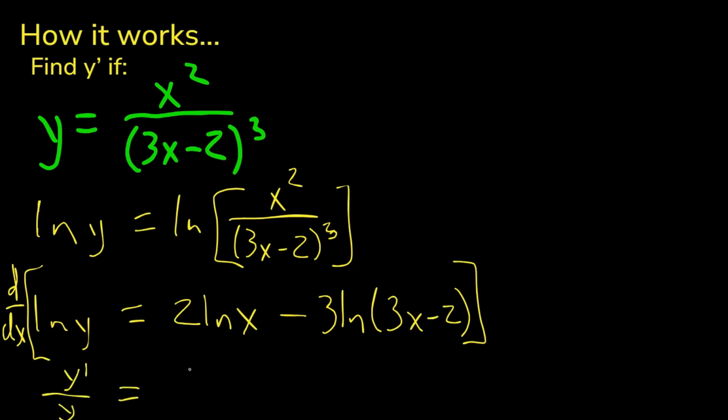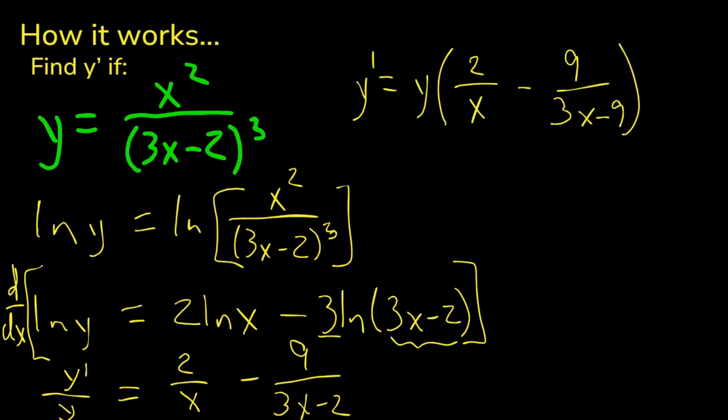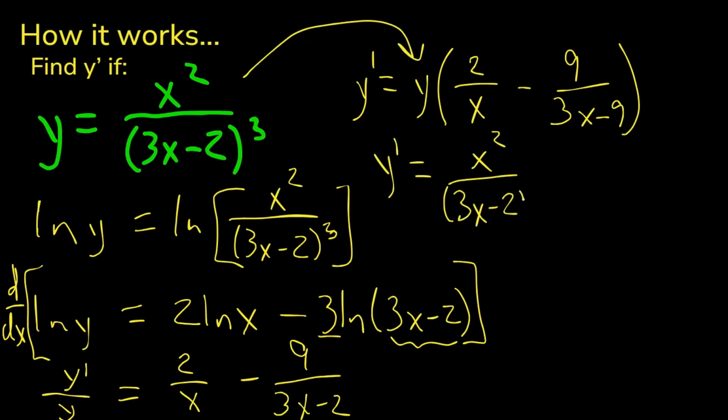And then the right side would be 2 over x, and then 9 over 3x minus 2. The u prime over u here is going to be 3 over 3x minus 2 times the 3 that's already in the front there. Gives us the 9. Then the next step is we need to solve for y prime, so multiply both sides by y. And then finally, we back substitute what y is from the original expression in for y. So we substitute that there. And there you have it.